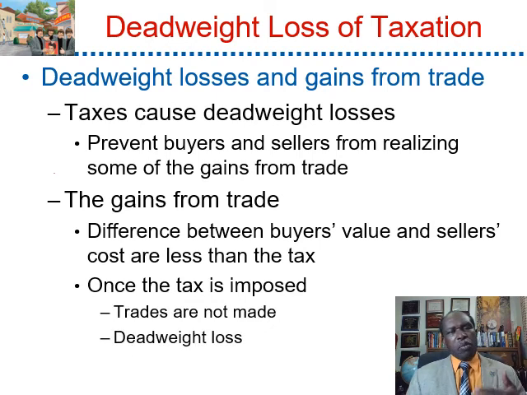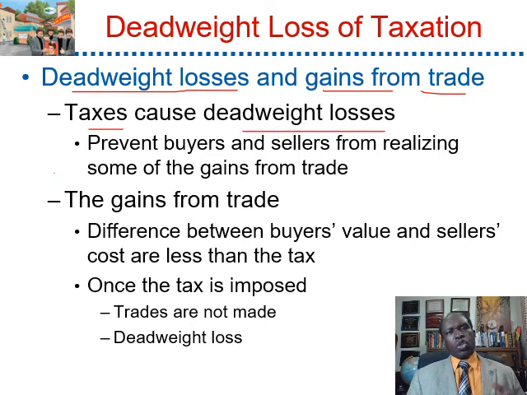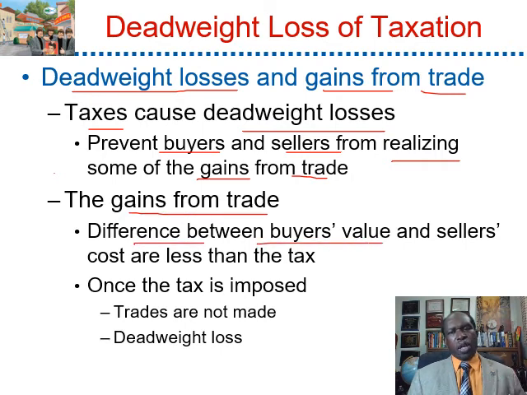So how do you measure the deadweight losses and gains from trade? Taxes usually cause deadweight losses. Taxes prevent buyers and sellers from realizing some gains from trade. The gain from trade is the difference between buyer value and seller cost, which are less than the taxes. So once the tax is imposed, the trades are not made, and this will lead to deadweight loss.